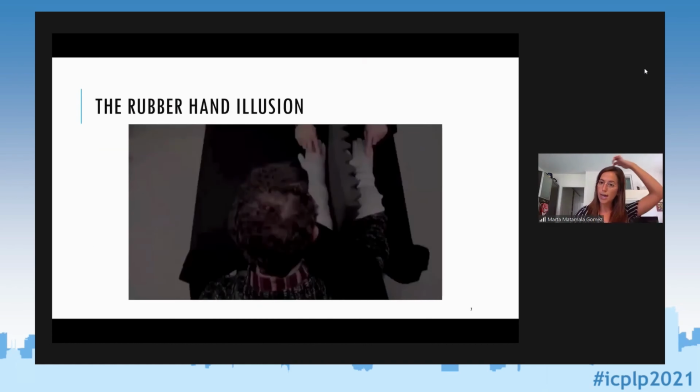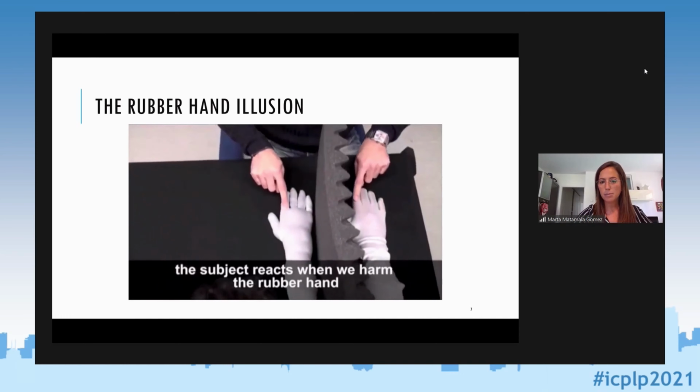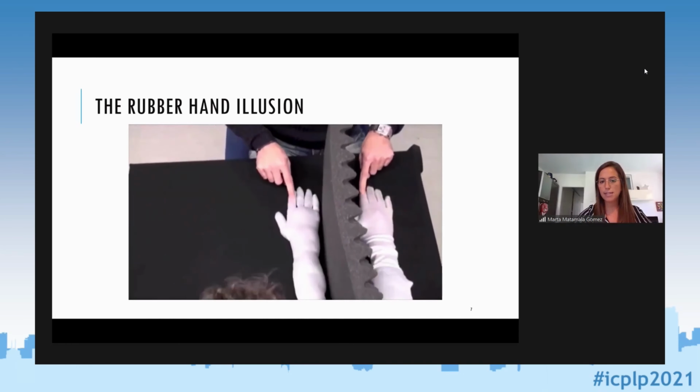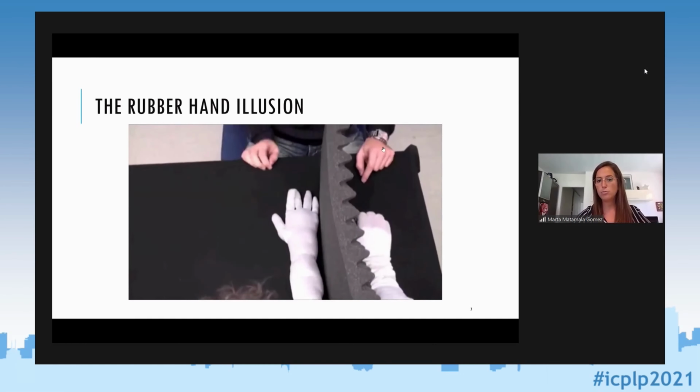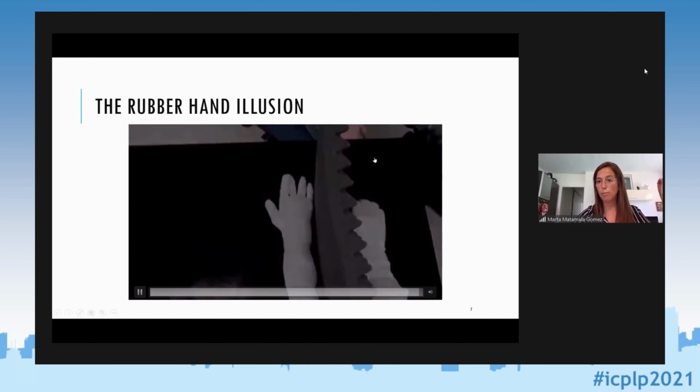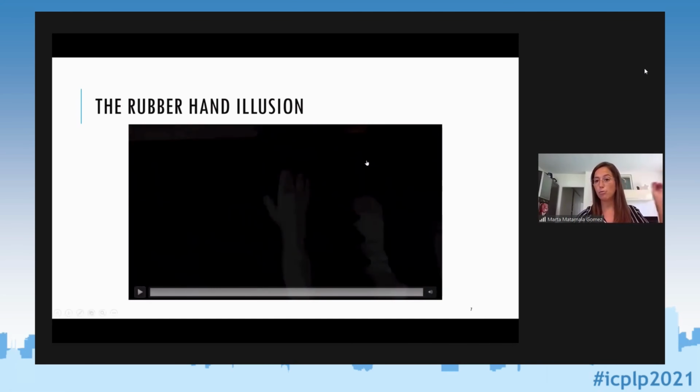The most known example of the body ownership illusion is the rubber hand illusion. The researchers apply tactile stimulation synchronously, in the same place and at the same time. And then when the researcher tries to hold the rubber hand, the participants react realistically to that event. This happens because they feel ownership toward the rubber hand.